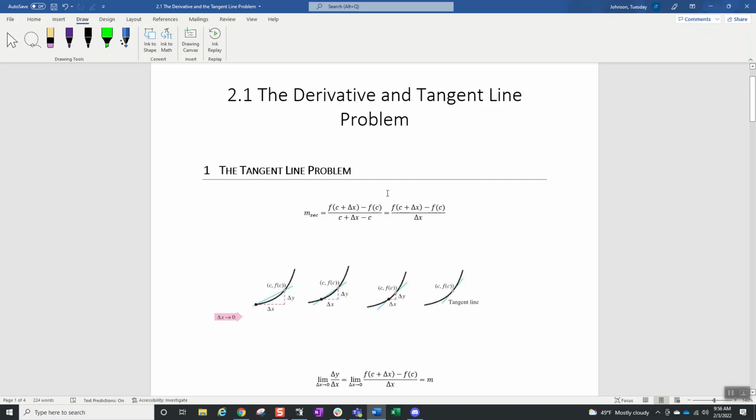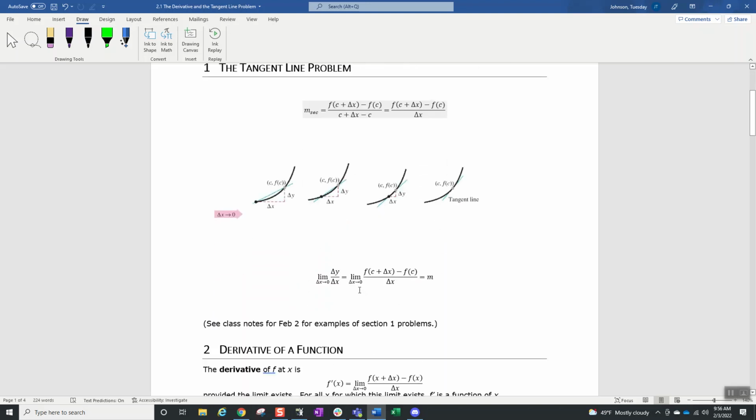So the formula for a secant, which we all know, is just y2 minus y1 over x2 minus x1, right? It's just a slope formula. If we put a limit in front of it and let that delta x go to 0, now we have the slope of the tangent line. And the slope of the tangent line is going to be called the derivative.